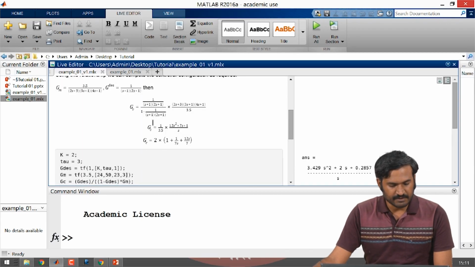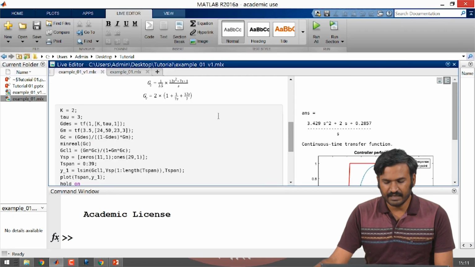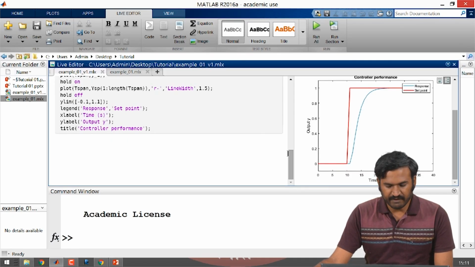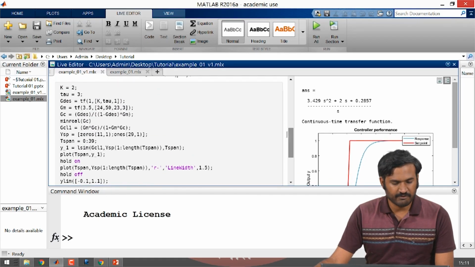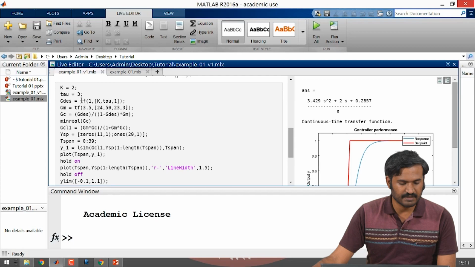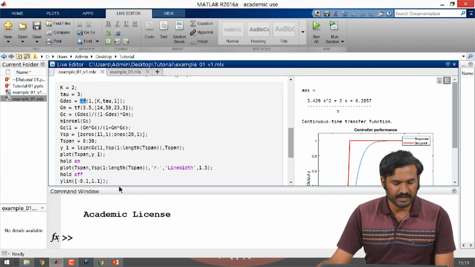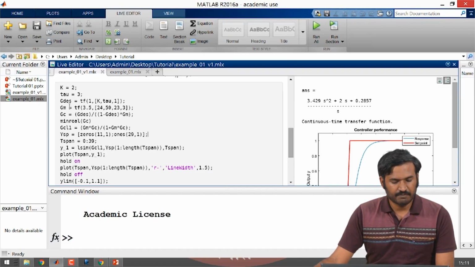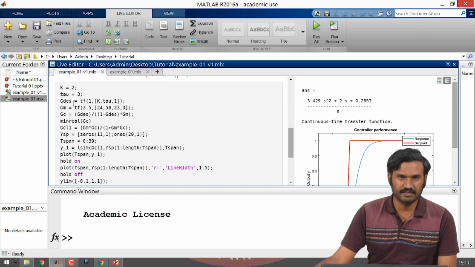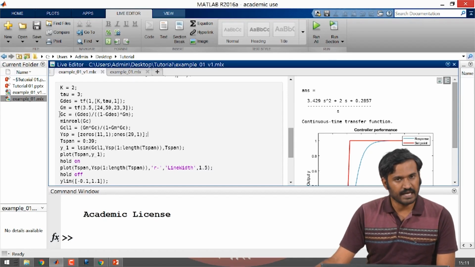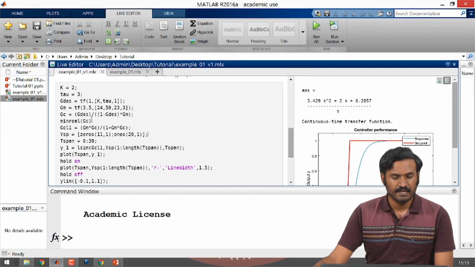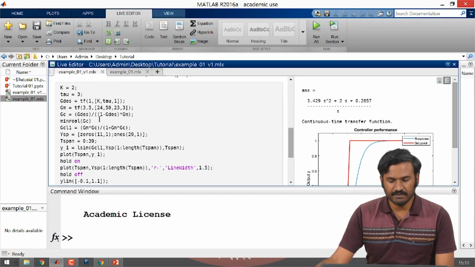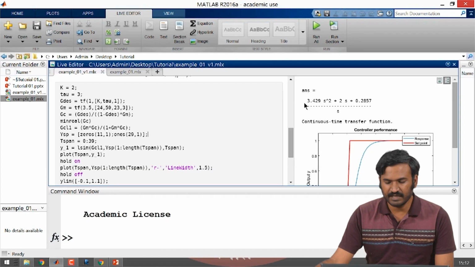The same system has been simulated in the code given here. For that, I have used a couple of MATLAB inbuilt functions. First is TF. TF enables us to specify the transfer function of the given process, and we can perform any mathematical operations like multiplication, division, addition using these transfer function models. So we can calculate the GC directly as G desired by 1 minus G desired times model of the system. The controller configuration GC has been printed out here.